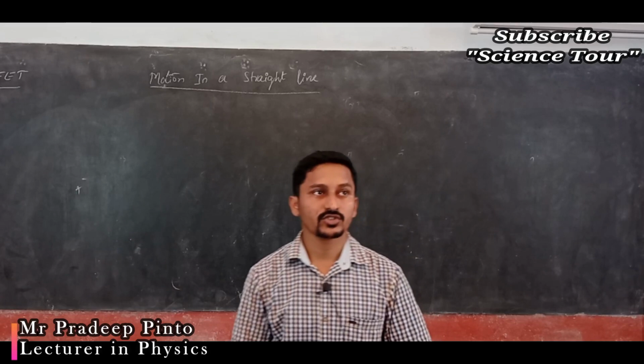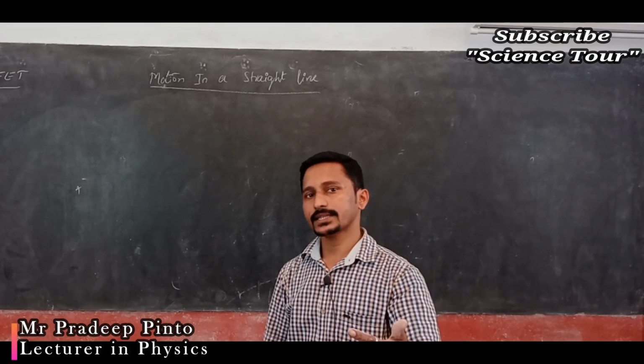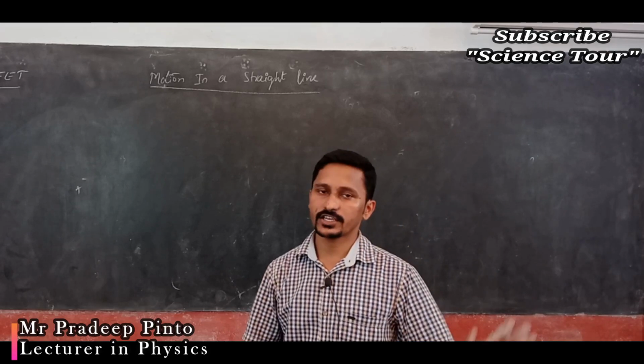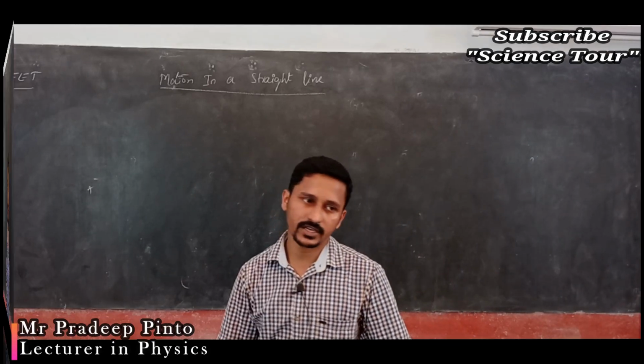Okay. So this is about motion in a straight line. We have discussed displacement, path length, average speed, average velocity, that much, and one problem in that. The remaining topics we are going to talk about in the next classes.